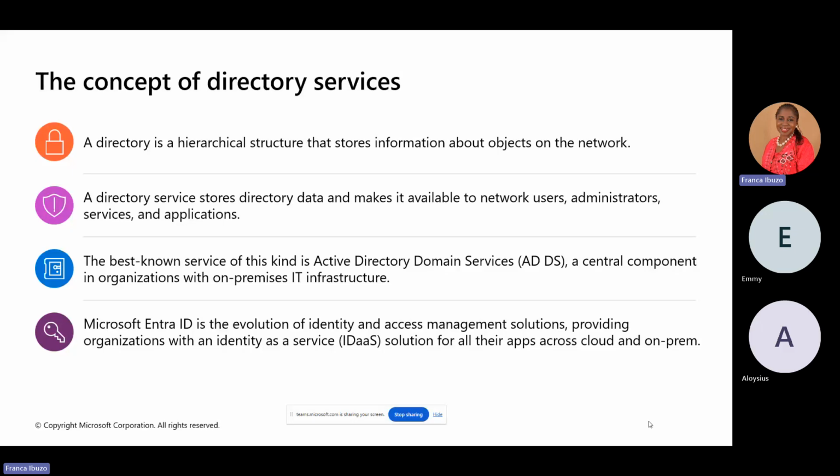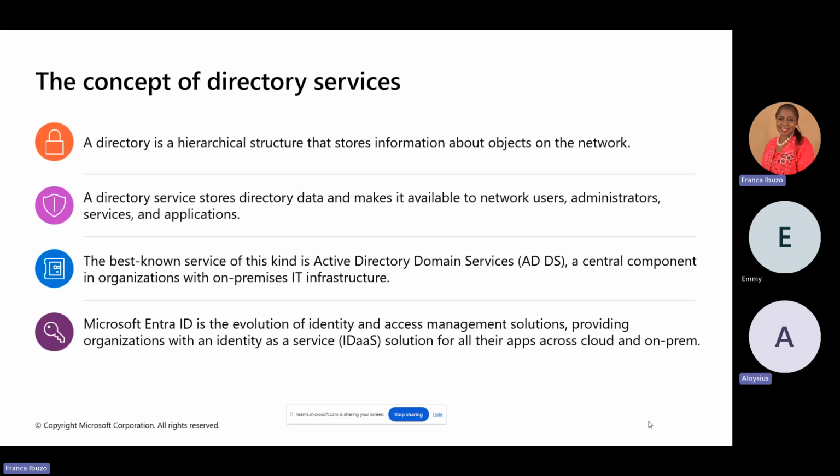I must have explained what on-premises is when we were talking about SaaS and PaaS. Do we remember that? On-prem: hardware and software that are physically located within an organization. Exactly.